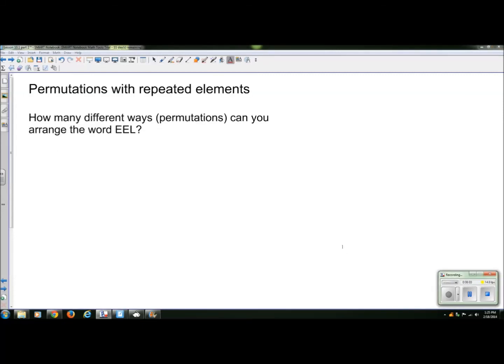So now we come to the last section of this chapter. And this is permutations with repeated elements. How many different ways can we arrange the letters in the word eel? So here, our set of elements is letters E, E, and L. And there's a repeated element in it, unlike the situation where we had cat with C, A, and T, where they were all distinct letters. Here we have 2 letters that are the same. So the way I'm going to go about solving this is exactly the way I went about arranging the letters in the word cat.